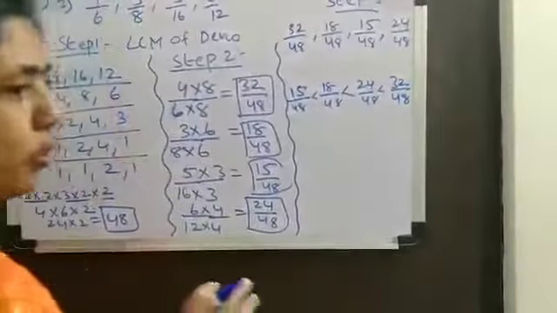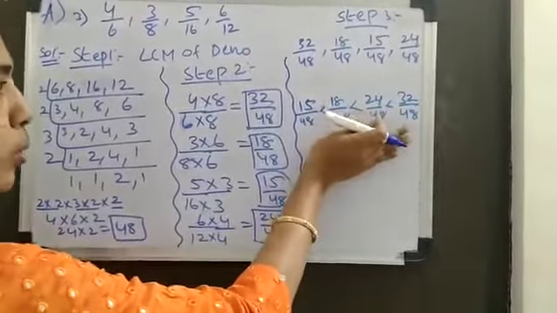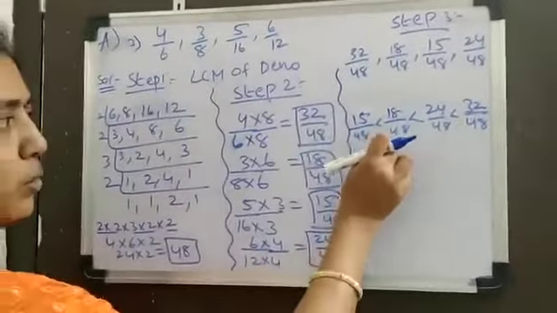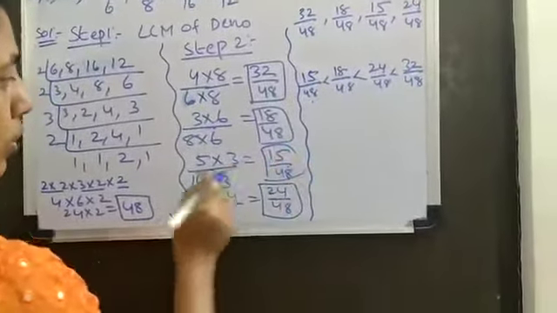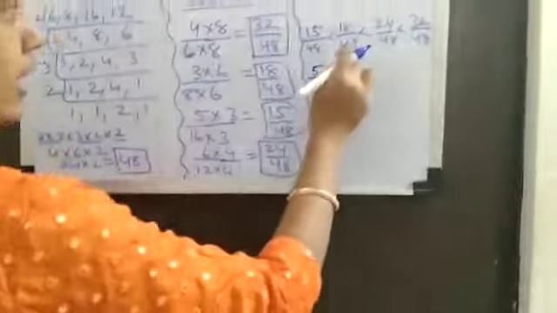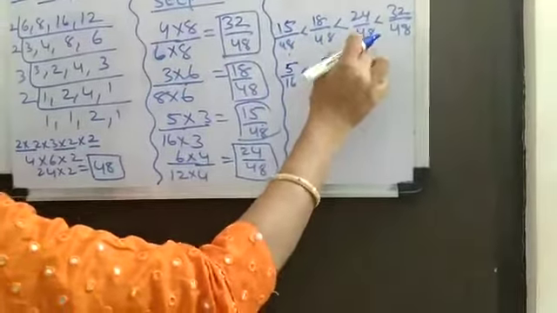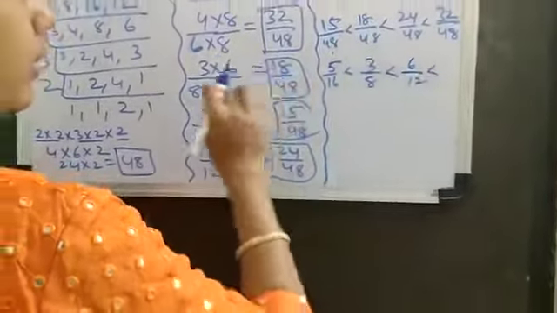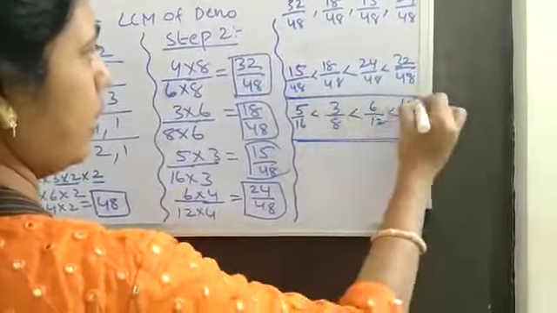Still our answer is not over. Though you have kept the fractions in ascending order, these are not the original fractions they have asked in the question. So we need to write the original fractions of these fractions. Now 15 by 48, what was it? That is 5 by 16. So you will write 5 by 16. 18 by 48 is 3 by 8. So you will write 3 by 8. Now 24 by 48 is 6 by 12 and 32 by 48 is 4 by 6. Understood? So this is what they have asked for in the question.